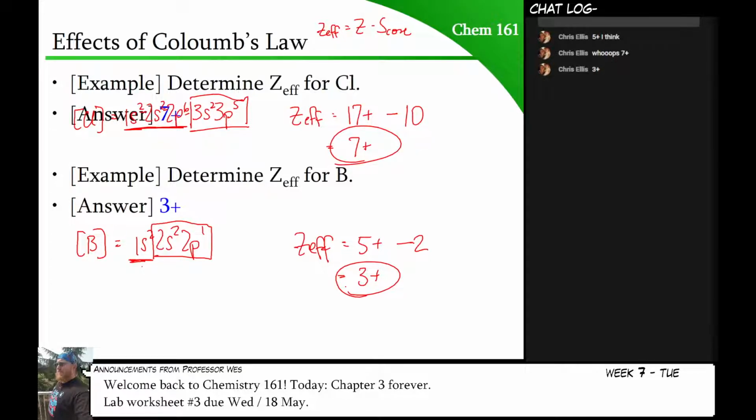Z effective should always be a positive number because you can't have more electrons than protons. Not in a neutral element, anyway. And you certainly will never have more core electrons than protons because you have to have some electrons on the valence layer, right?